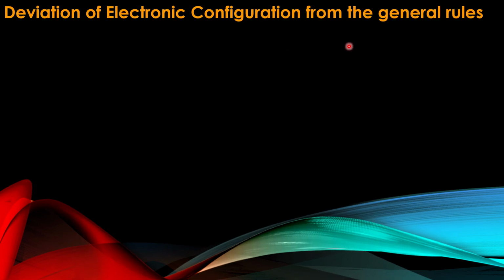Deviation of electronic configuration from the general rules. General rules means the electrons at first go to the lower energy shell, fulfill it, then they will go to the higher energy shell. But these general rules are deviated for some atoms. Today we will learn this deviation.